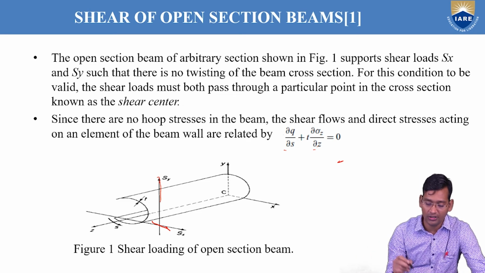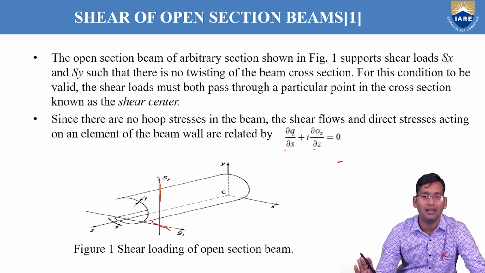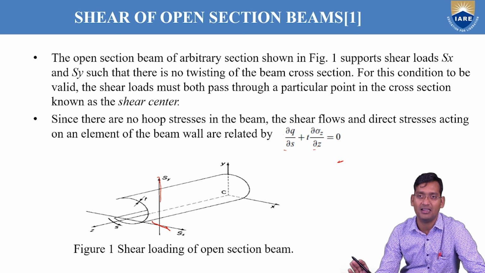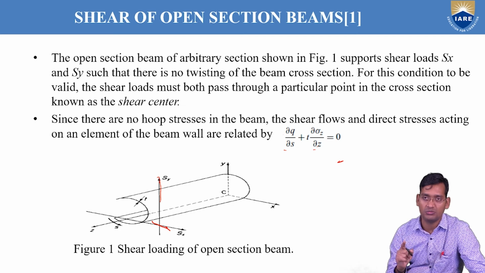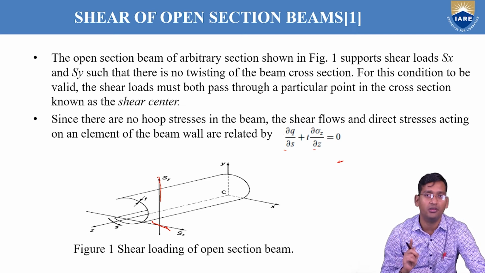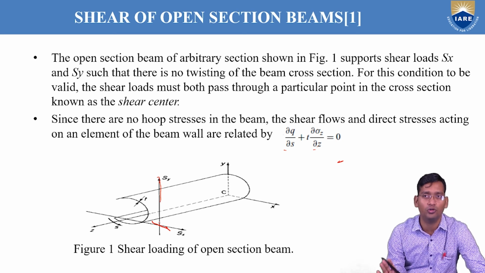Okay, so first we applied the force, our load, along the x axis and y axis, that is Sx and Sy. Without twist, that means there should be no twist. So for no twist, the force should be applied at the shear center. So we applied the force at the shear center, and because of that there is no twist.